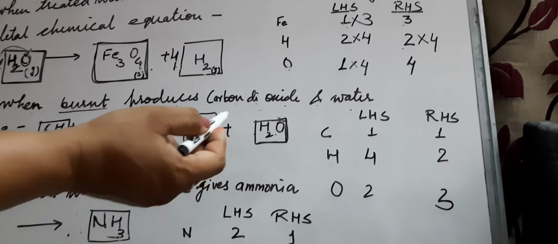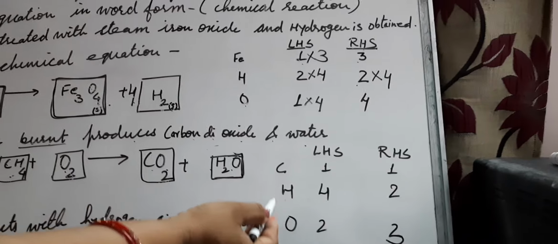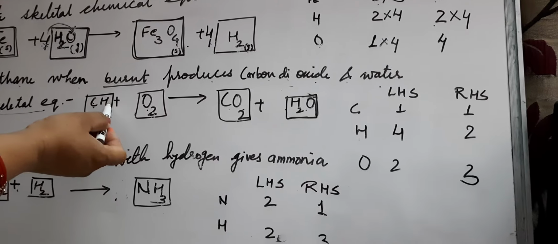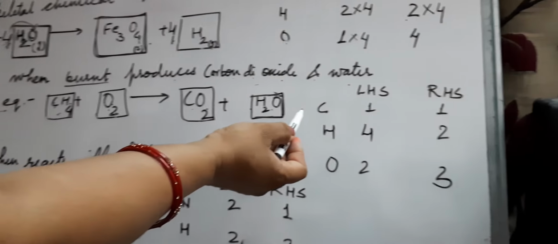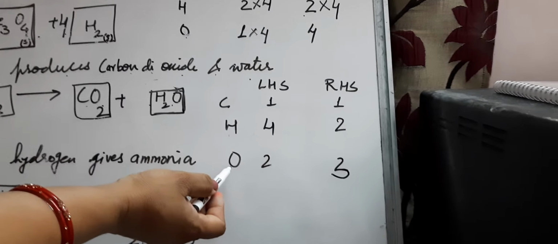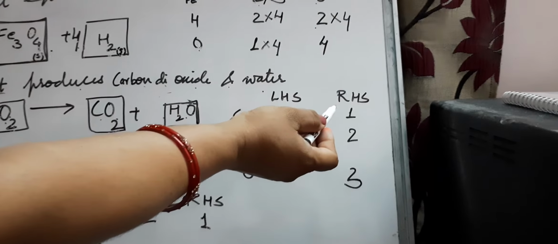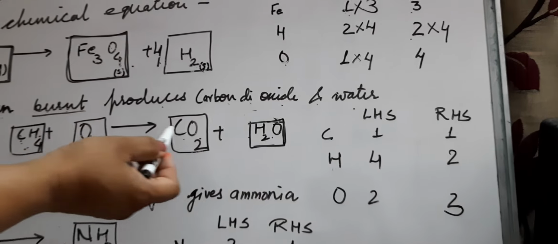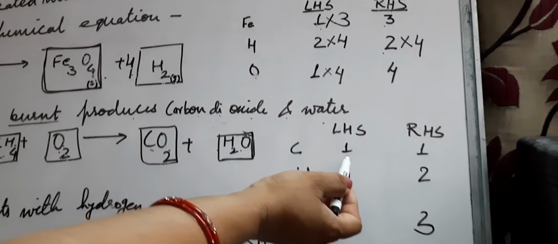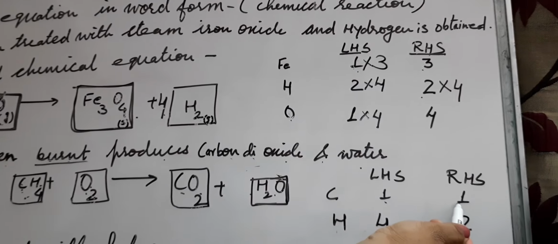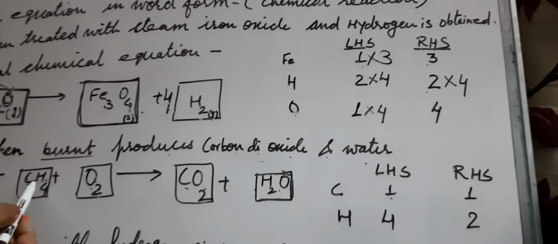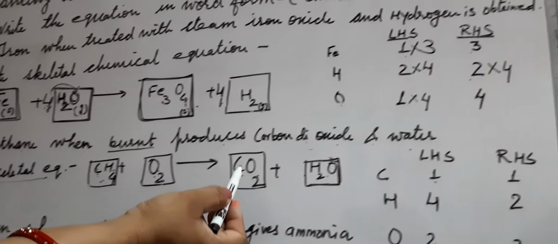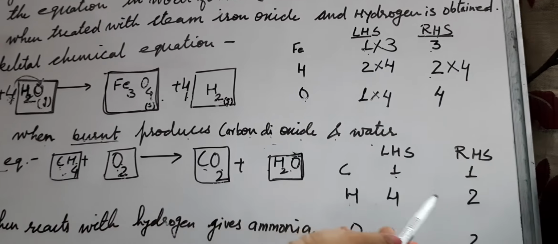Now I am making a table of elements. Here 3 elements are present: carbon, hydrogen and oxygen. So I am making a list of these 3 elements on the LHS and RHS. Carbon, if you observe, is 1 on the LHS, 1 on the RHS. So I have written 1 in the LHS, 1 in the RHS. Next is hydrogen. Hydrogen is 4 on the LHS and 2 on the RHS.